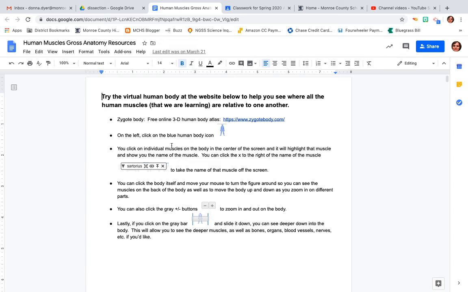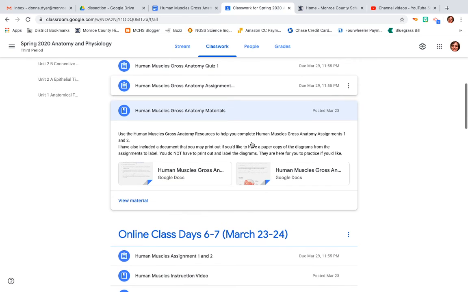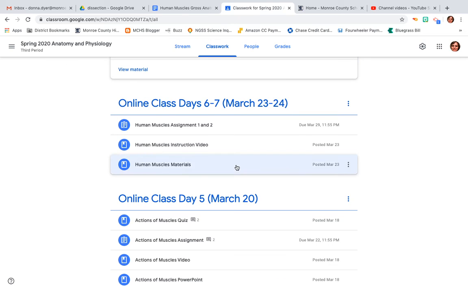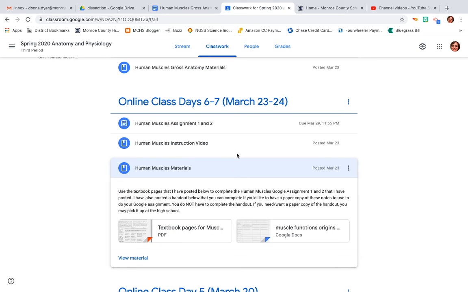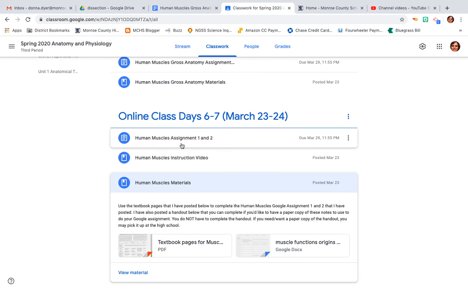So look at the actions of muscles that you wrote down in your notes. Look at the actions of muscles on those textbook pages that I posted, which I also posted right here on day 6 and 7, March 23rd, 24th. That gives you all the actions and origins and insertions for these muscles. If you printed this page out and wrote those notes, fine. If you didn't, then you did it here under Human Muscles Assignment 1 and 2. So go back and look.